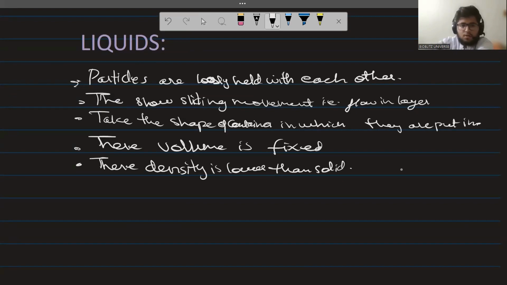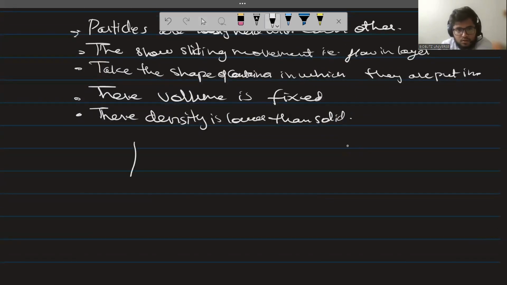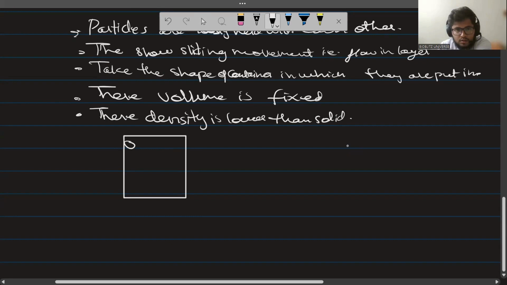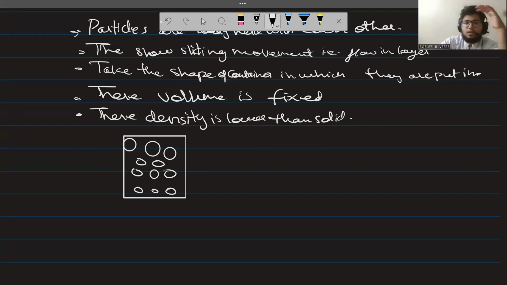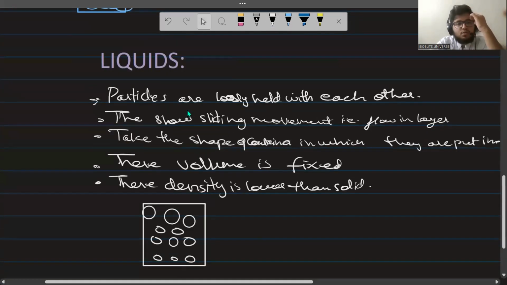So how are the particles in liquid? Let me show you in a diagram. I have just tried to make the solid version, because in a liquid the particles are loosely packed and are in layers. They are not compactly packed like the particles in a solid. So we are done with the arrangement of particles in liquid.